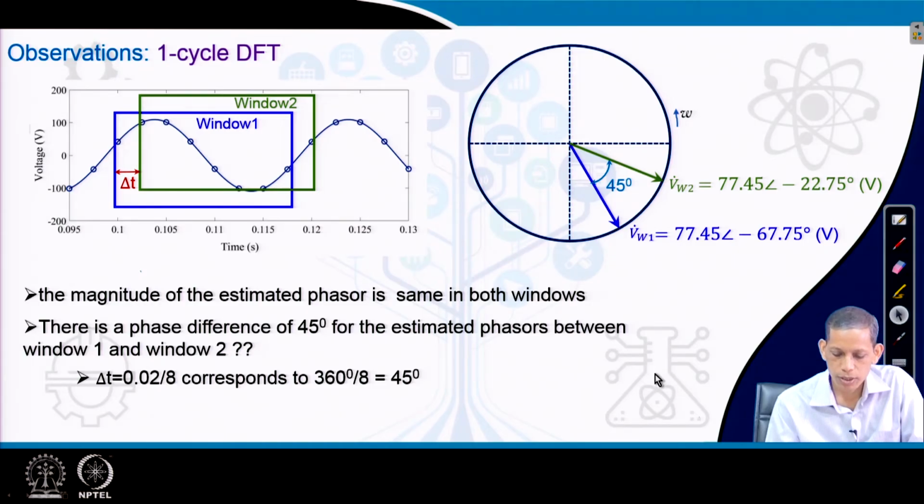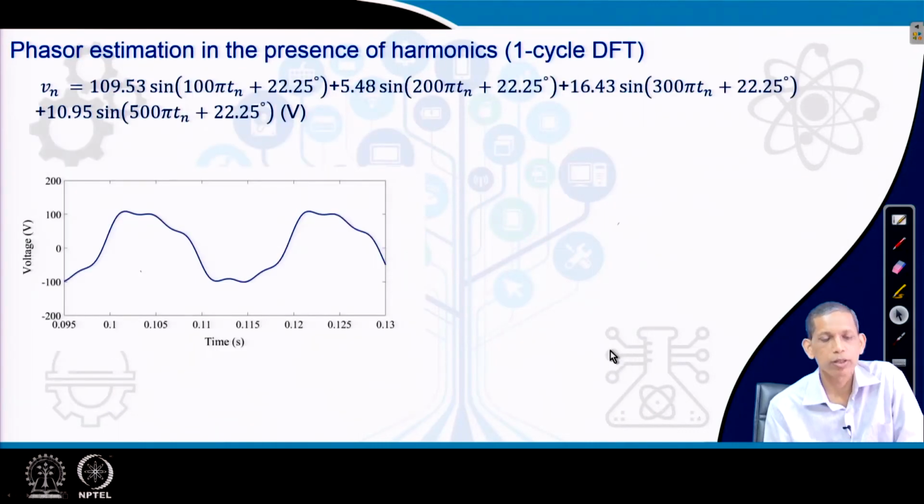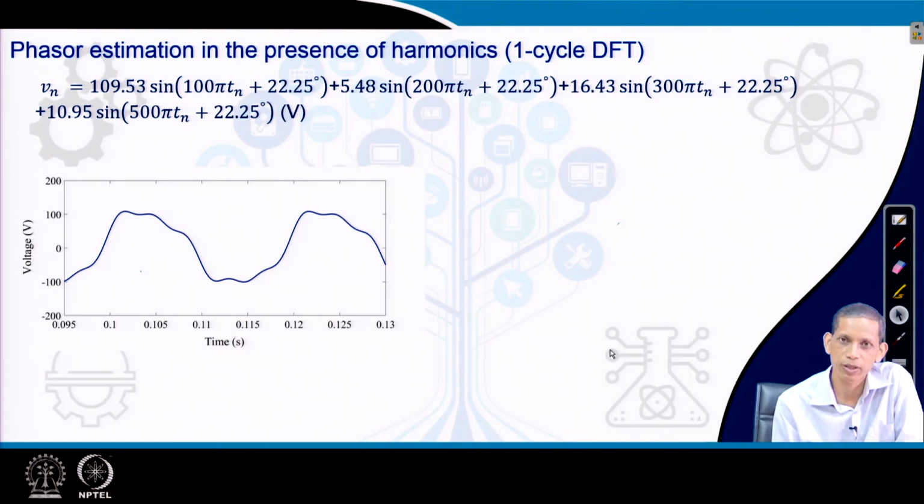Now, what you can see from this perspective is that with further and further window shifts, the corresponding phasors can be computed in the proper way. Now, let us see how good the one cycle DFT is in filtering out the different unwanted components.